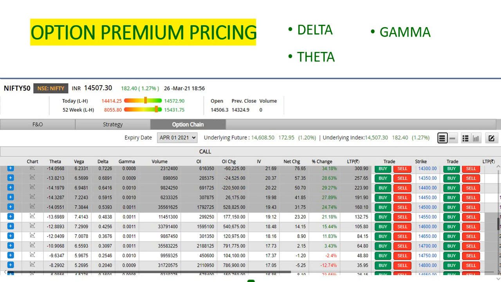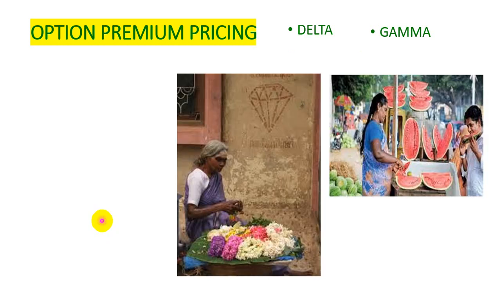Next is theta. To understand theta, practical examples will be very helpful. See, this woman or this person is selling flowers. Morning 6 o'clock if you go, you can get at 10 rupees. 8 o'clock you go, 8 rupees. 10 o'clock you go, 6 rupees. After that, if the flowers are dried, what will they do? Even if they give for free also, you will not buy.